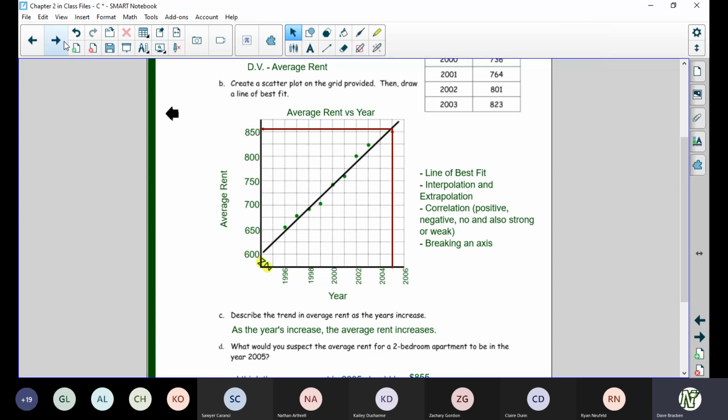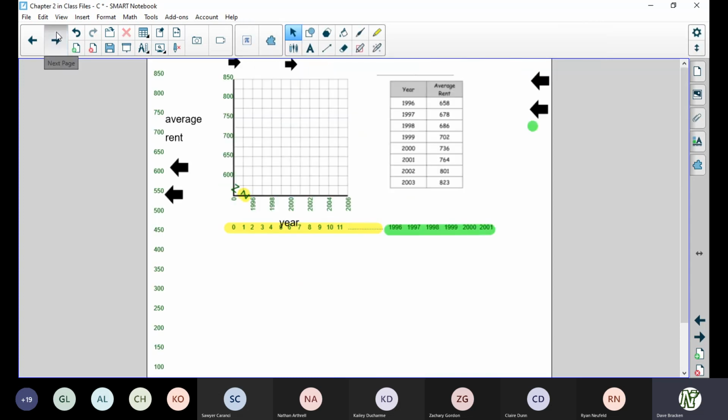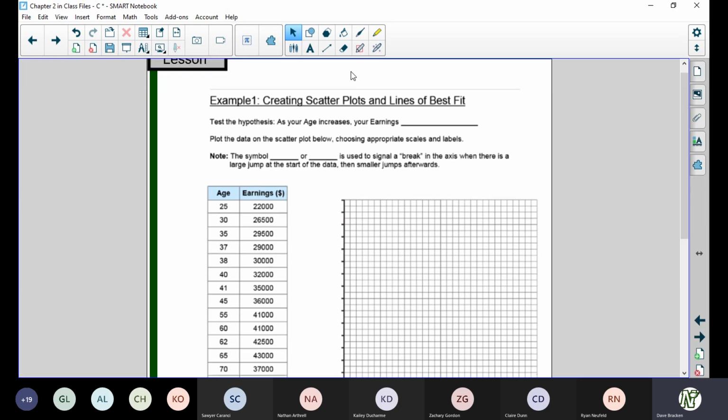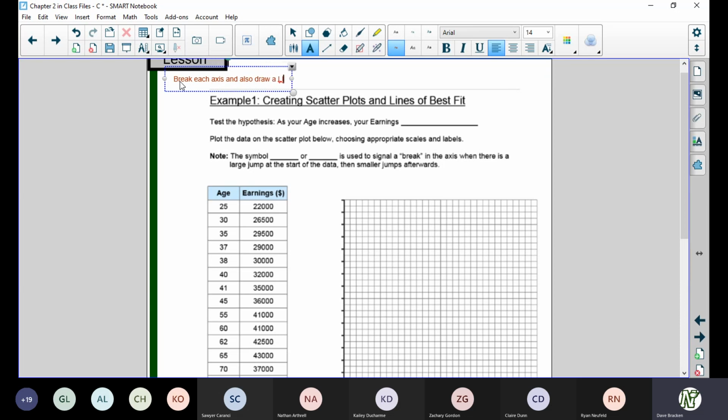Okay, so the very first page is this one here. This is the age and earnings. Now what I'd like for you to do is break the axes on each of these. So my 2 little hints are: break each axis, and also draw a line of best fit, not a curve.